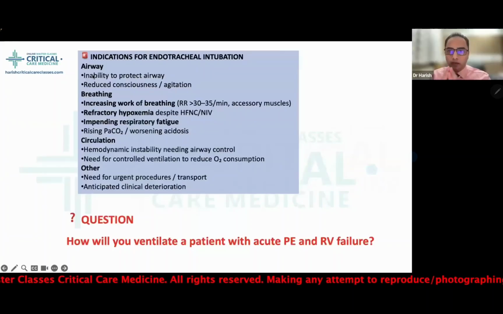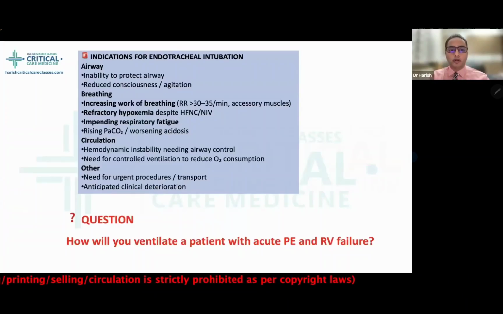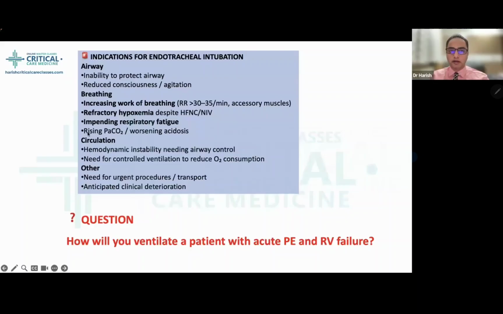So it may be airway related, or increase in work of breathing, refractory hypoxemia, impending respiratory fatigue, rise in PCO2, worsening acidosis. If we add one more, unstable hemodynamics, these are some of the indications for endotracheal intubation. Or we need to urgently transport, or any urgent surgical procedure is needed, or you are anticipating a clinical deterioration.